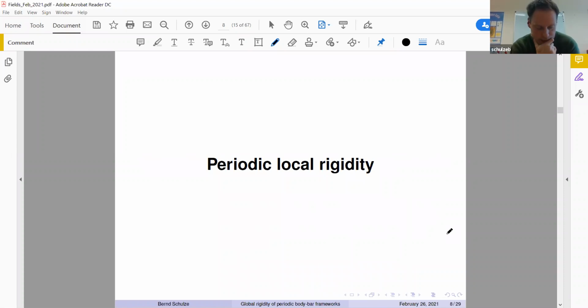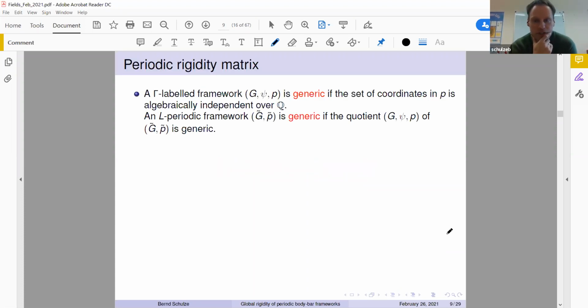Let me now review some basic results in the area of periodic local and global rigidity, and I will particularly focus on generic results, so combinatorial characterizations. Let me start with local rigidity. Because we're interested in combinatorial results, let me first introduce the basic notion of genericity. A gamma labeled framework is called generic if the set of coordinates are algebraically independent over the rationals, and of course an L periodic framework, so the covering of the gamma labeled framework, is generic if the corresponding quotient framework is generic.